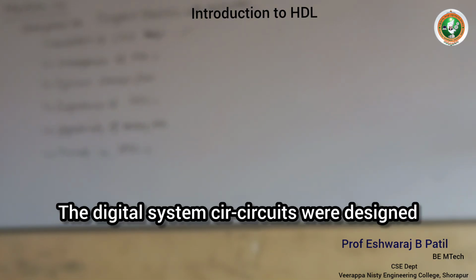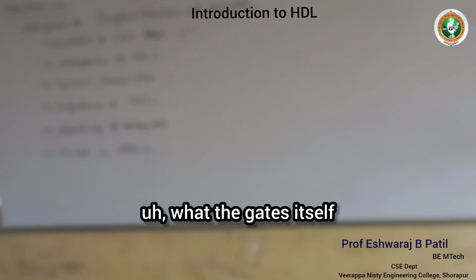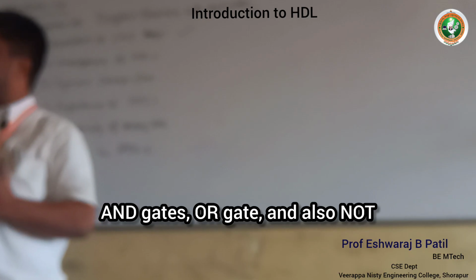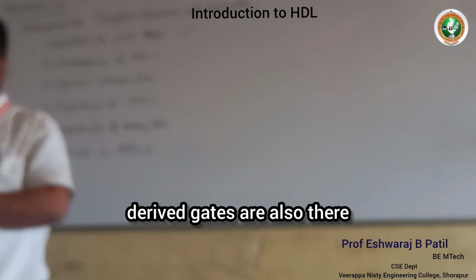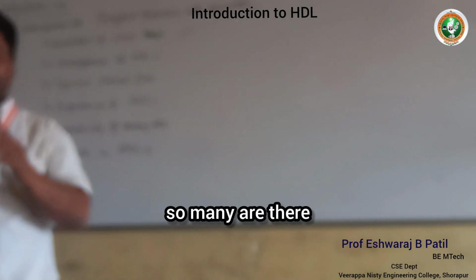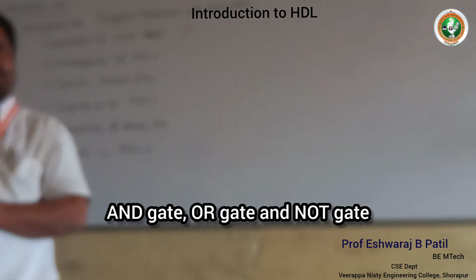Digital system circuits were usually designed with the help of gates, as you already know: the AND gate, OR gate, and NOT gate, the basic gates. There are also many derived gates, XOR gate, XNOR gate, NAND gate, NOR gate. But our basic gates are the AND gate, OR gate, and NOT gate.